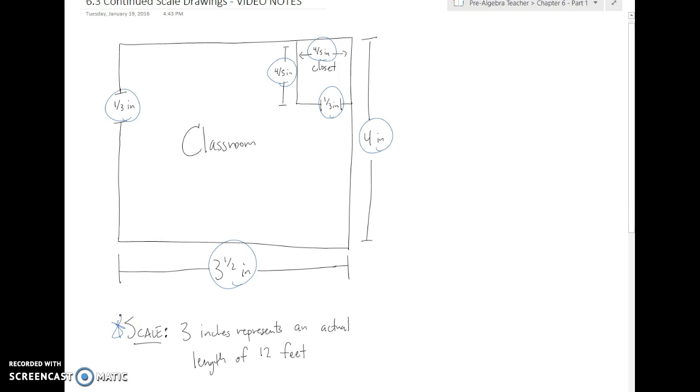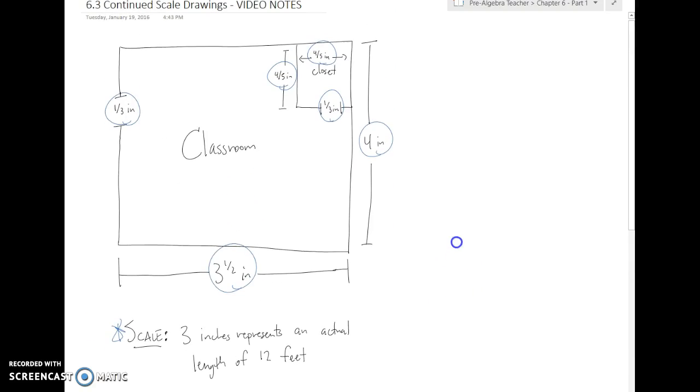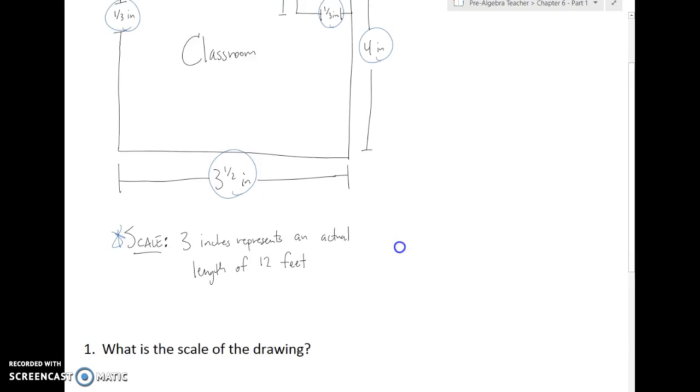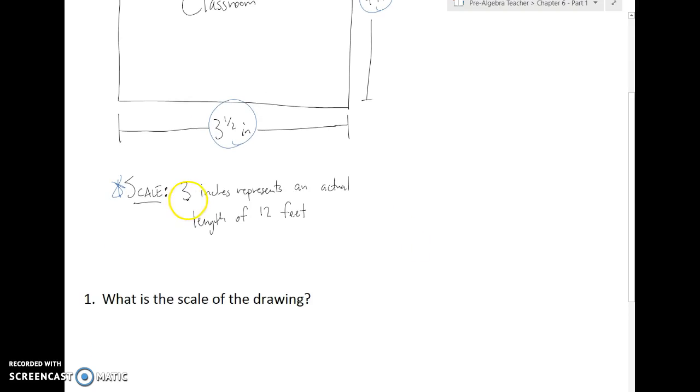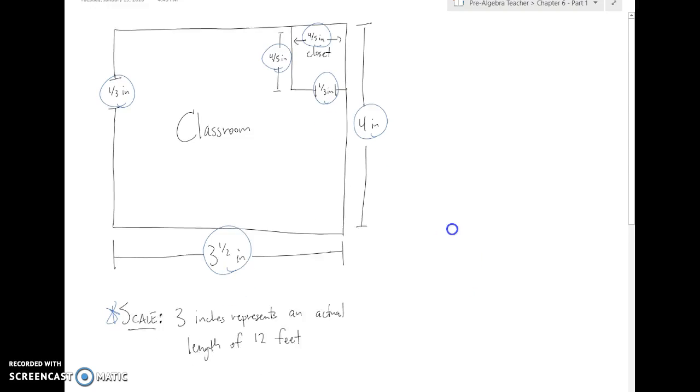So if I said, what is the scale of the drawing? Well, you simply take 3 inches, which represents an actual length of 12 feet, and you say, what does that represent for 1 inch? Because the scale, we always want to have a unit of 1. Divide each of those by 3, and 1 inch would equal 4 feet. So for every 1 inch on this map, the actual width or length or size of the classroom is 4 feet.